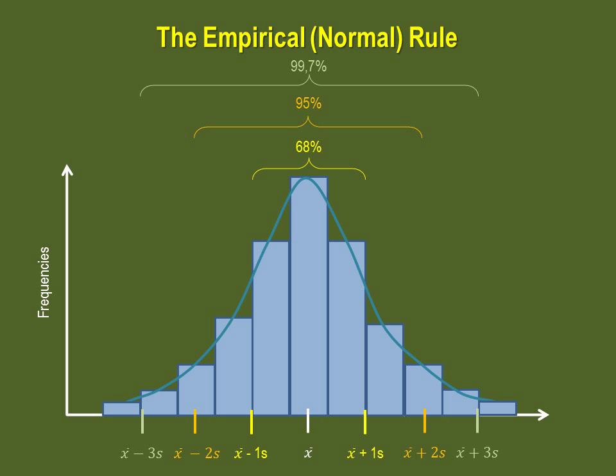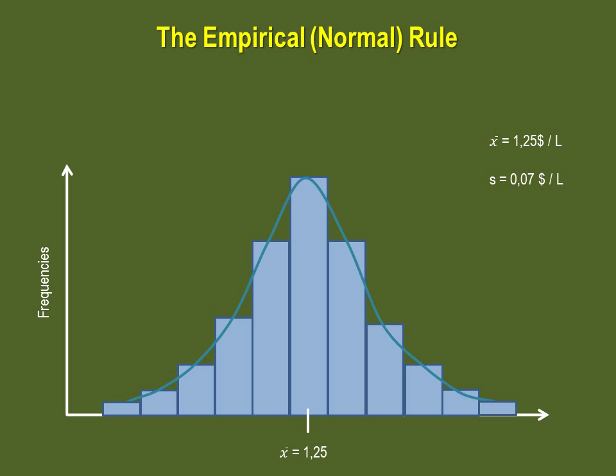Let's translate this in something a bit more tangible. Imagine that you are planning a road trip with one of your friends throughout Quebec. You know that gas prices will be an important part of your budget, so you want to check the variations in gas prices. So after checking out some of the prices, you calculate that the average gas price in Quebec is $1.25 per litre, and that the standard deviation is of 7 cents per litre.